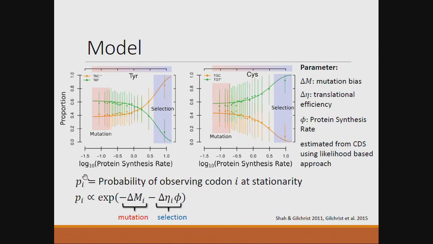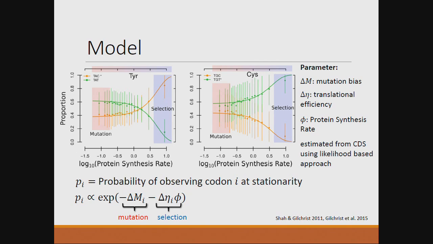These plots show how the probability of observing a codon in a sequence changes with the expression level, with the strength of selection. On the left, you have phi values, synthesis rate values, that are very low. As phi tends to zero, that selection term tends to zero, and you get a system that is predominantly dominated by mutation. Once you increase the synthesis rate, you increase that selection term, and you get a system that is predominantly selection driven. That also shows that the favorability of a codon changes with expression level, and it's not just a static number.